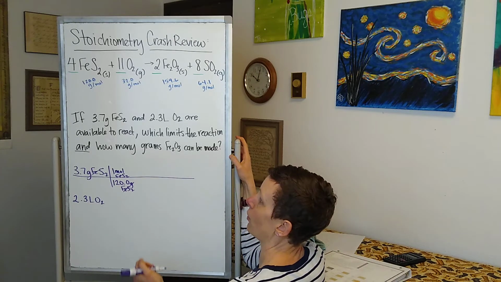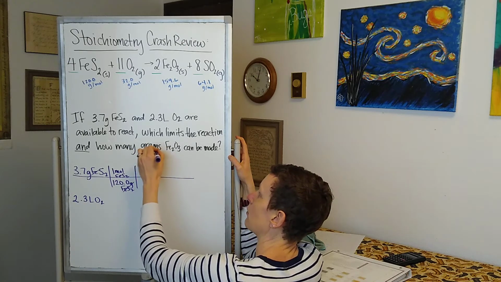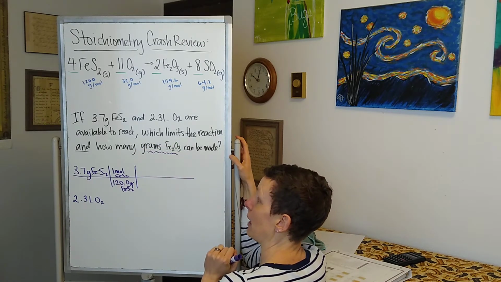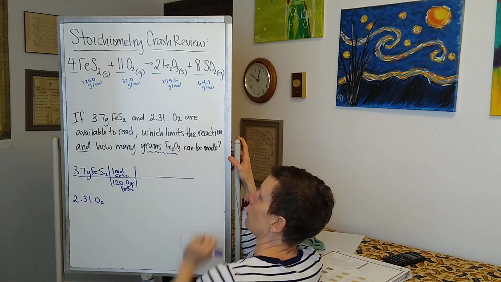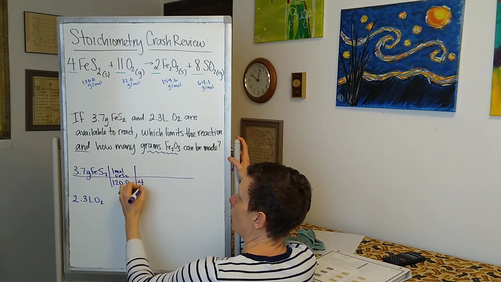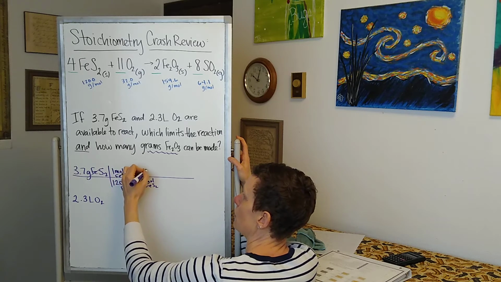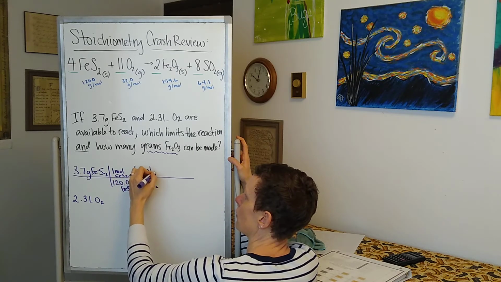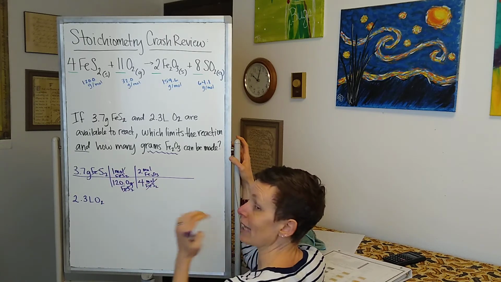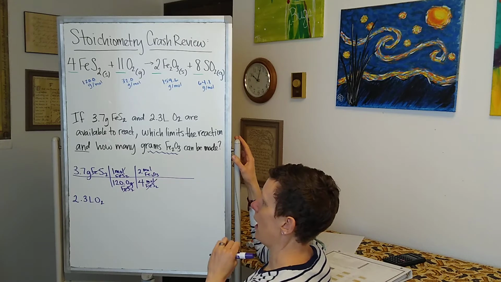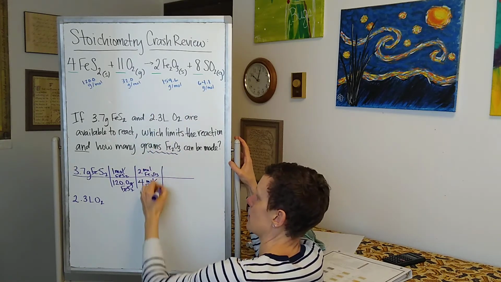My next step is going to be the molar ratio. Again, I'm trying to ultimately find how many grams of Fe2O3 can be made. So my mole ratio is FeS2 to Fe2O3. I have 4 moles of FeS2 for every 2 moles of Fe2O3 in this equation. So those go away. Now I'm in moles of my second substance, Fe2O3. And then the final step, to get to grams of Fe2O3, I'm going to need the molar mass of that substance.